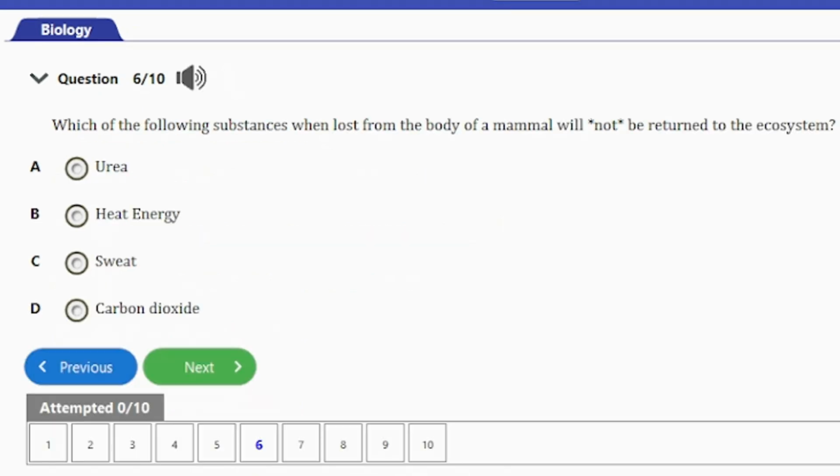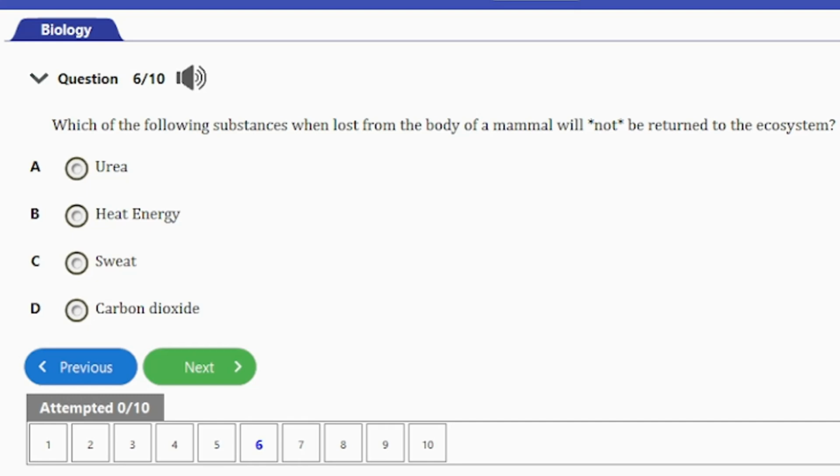So let's consider the next question. Question number 6. Which of the following substances, when lost from the body of a mammal, will not be returned to the ecosystem? We have A. Urea, B. Heat energy, C. Sweat, D. Carbon dioxide. So guys, the answer to this question is option B here.